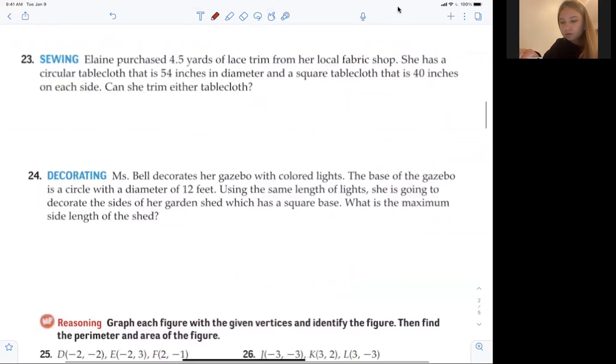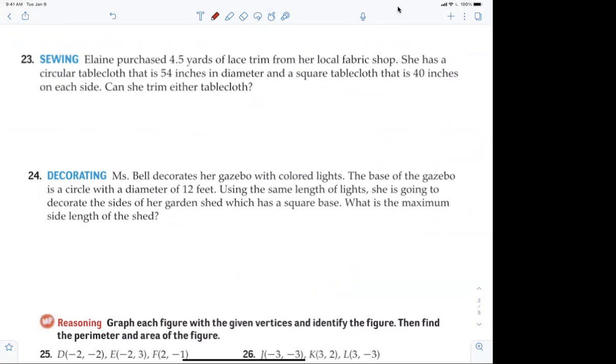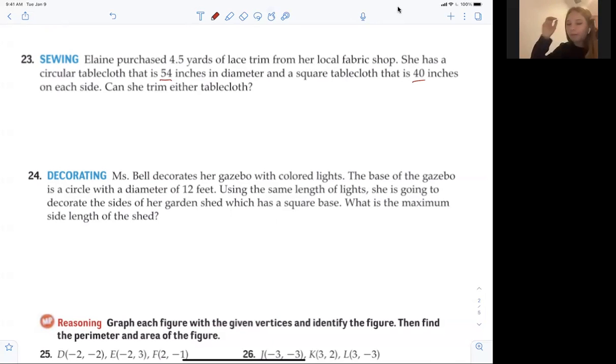Let's see what we're doing. Elaine purchased 4.5 yards of lace trim from her local fabric shop. She has a circular tablecloth that is 54 inches in diameter and a square tablecloth that is 40 inches on each side. Can she trim either tablecloth? She has 4.5 yards, but over here we're dealing in inches, which is kind of annoying, right? So we have to remember how many inches in a yard. 36.